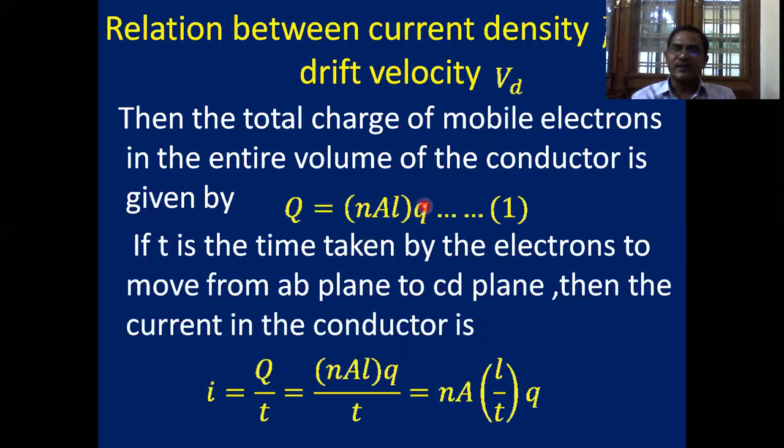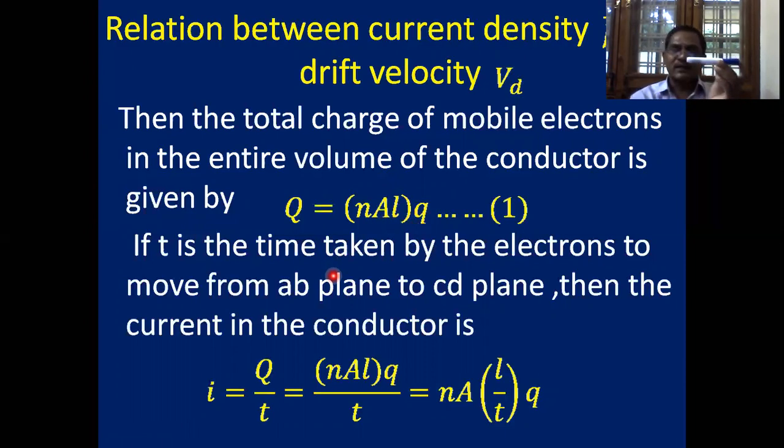Here small q is one electron charge. Total number of free electrons in the volume of the conductor is N A L times q. If T is the time taken by the electrons moving from the first end to the second end, this is the plane AB, this is the plane CD. From the first plane to the second plane, T is the time taken by the free electrons.